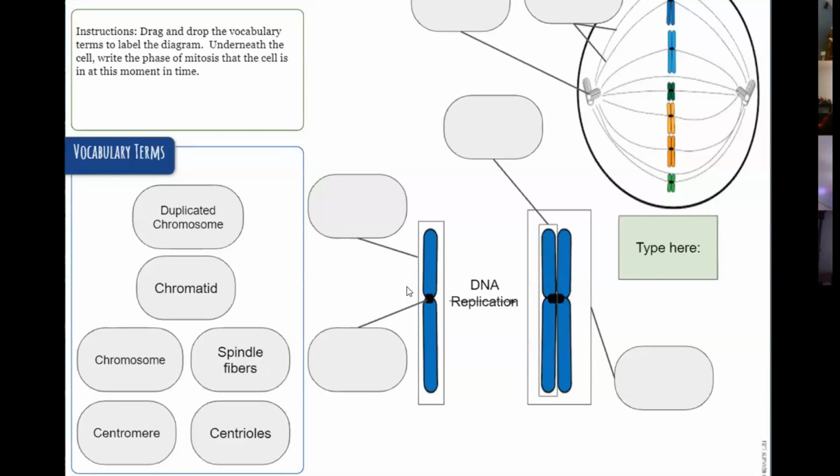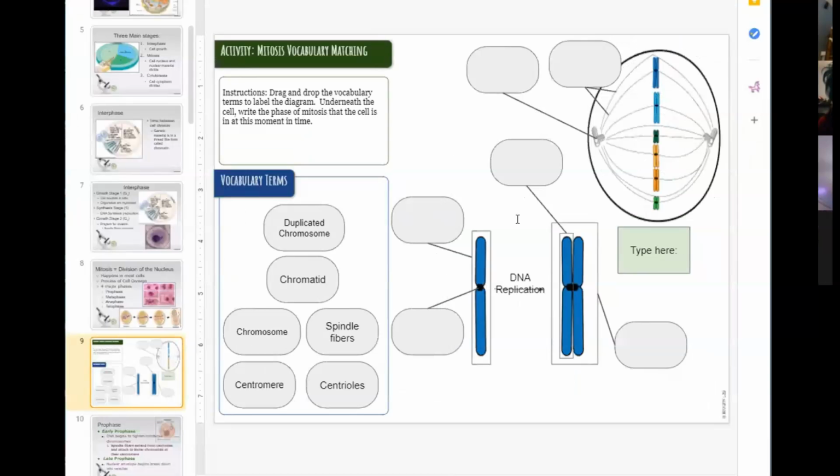So here we go. The first obvious one to me are these strings right here. These are your spindle fibers. We're going to be talking about these things as we go through the phases, so it's important we know what they are. Centrioles. Centrioles are only present in animal cells, not in plant cells. Okay, but the spindle fibers come from the centrioles, we can see here.